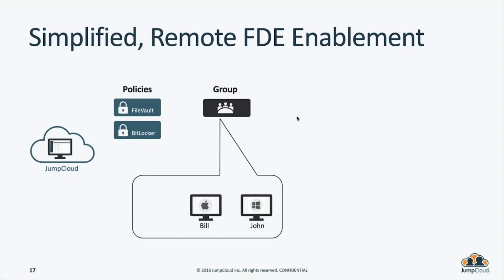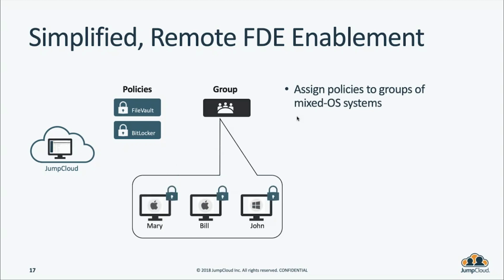There are a couple of ways you can assign the policy. In the demo, I'm going to assign it to an actual system, but you can also assign it to groups, right? Groups allow you to simplify one-to-many access to policies. So I assign the policies to a group, and this group can be a mixed OS environment. I can have a mix of Macs and Windows in that group, and as soon as I apply that policy, the systems under it are enabled. As you can see here, John, Bill, Mary, all their systems have now been enabled, both Mac and Windows.